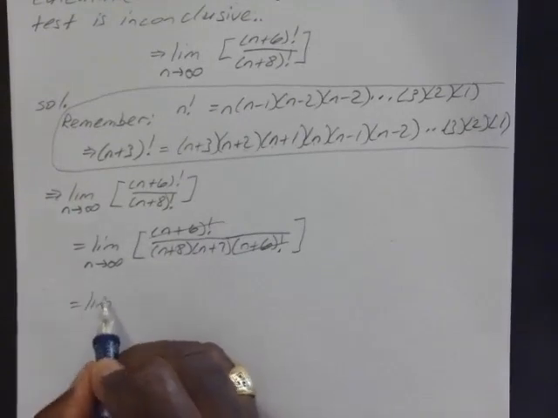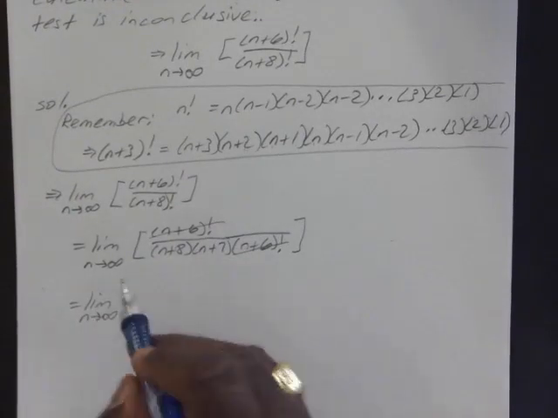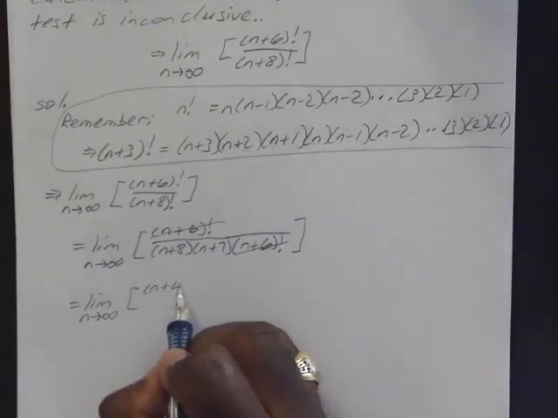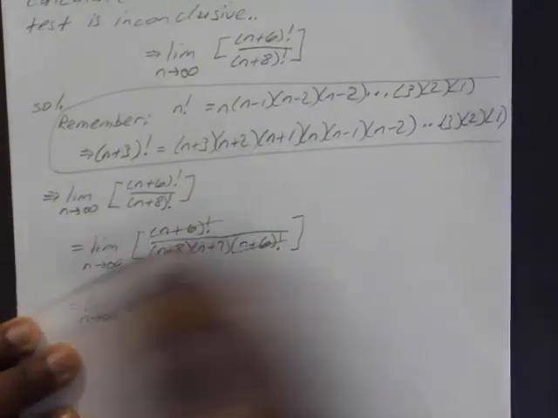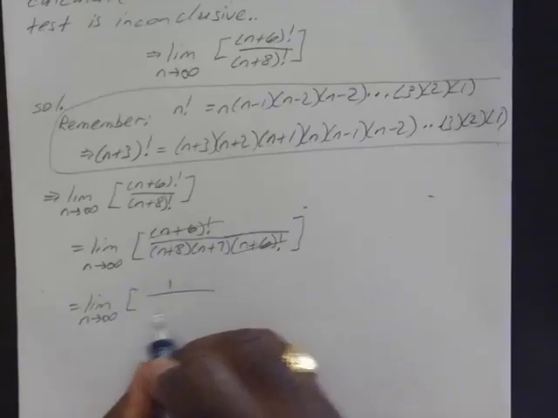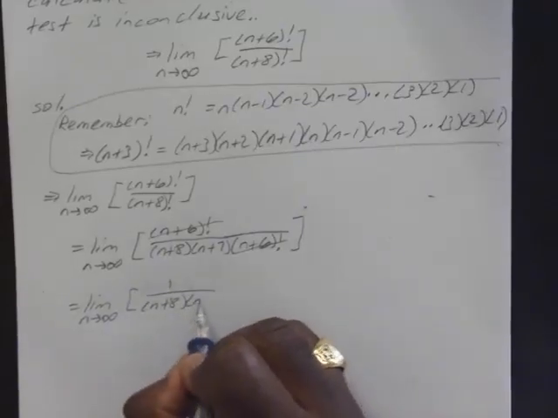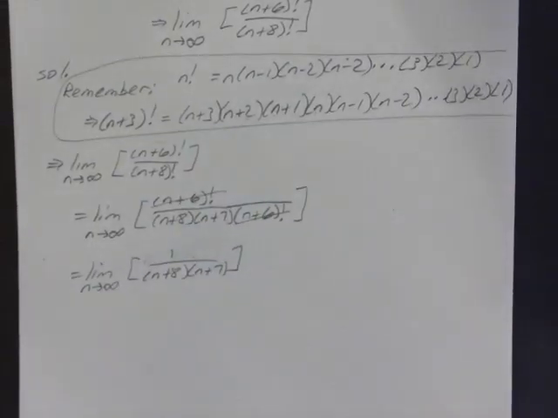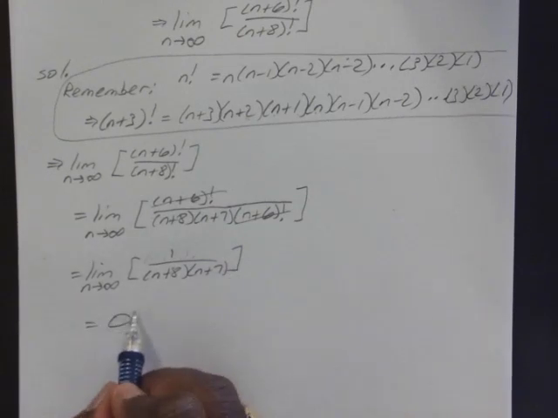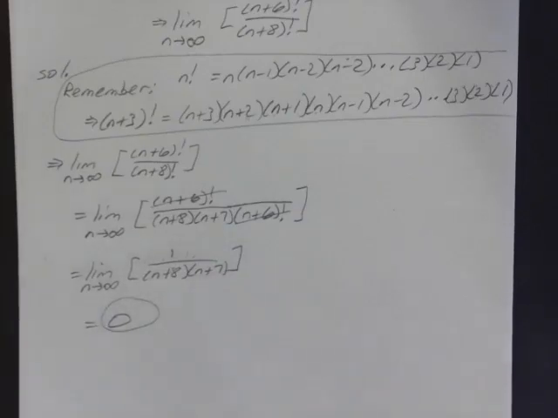That leaves us with the limit as n approaches infinity of, oh, I already canceled that out. I'm already writing my final answer and didn't even get the last step in. So 1 over n plus 8 times n plus 7. Make sure I didn't skip any steps there. So again, you know the limit of a constant divided by a number that's getting bigger and bigger is always going to be 0. So we know that this test is inconclusive.